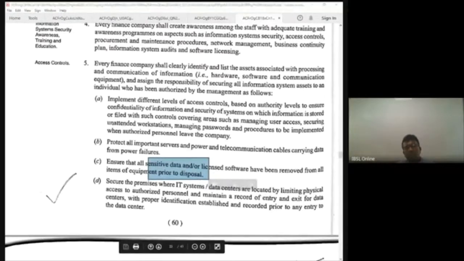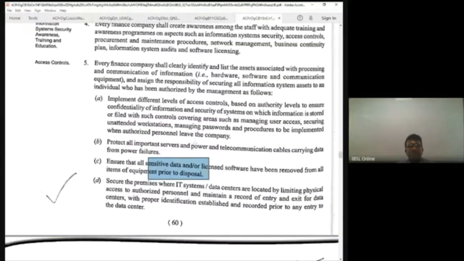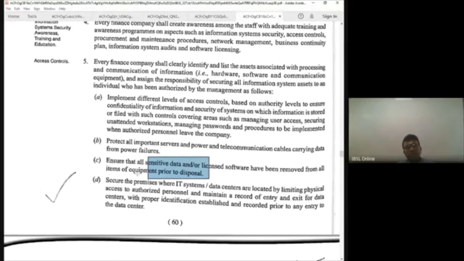Got it? Okay. Now, in this movie, the hacker first entered the banking system through this disposed computer hardware. Right? Ensure that all sensitive data and licensed software have been removed from all items of equipment prior to disposal.